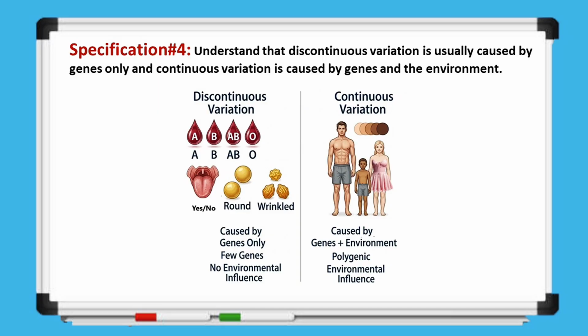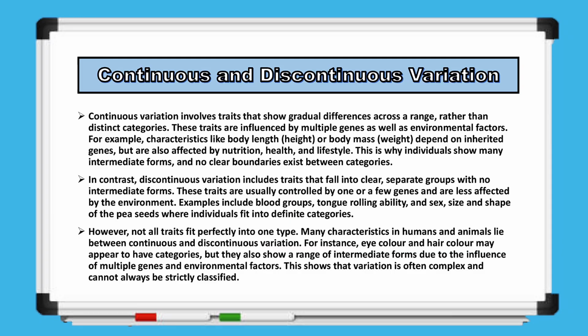Continuous variation, on the other hand, is influenced by both genetic factors and environmental conditions. This results in a range of gradual differences in traits rather than fixed categories. Continuous variation refers to traits that show gradual differences across a wide range. These traits do not fall into fixed groups but instead form a smooth progression from one extreme to another. They are influenced by many genes working together, as well as environmental factors.